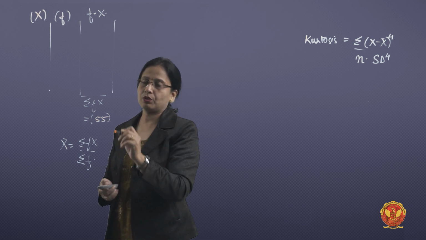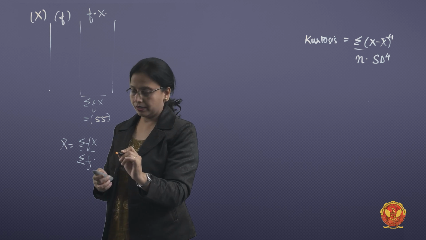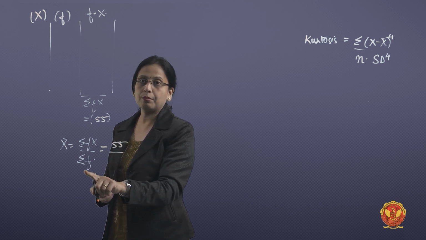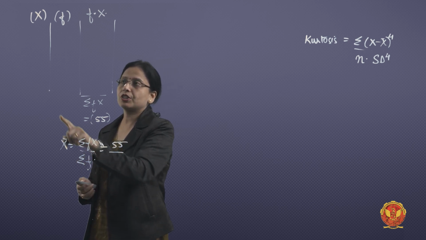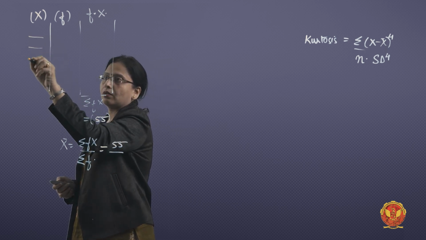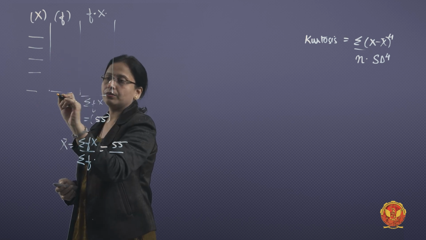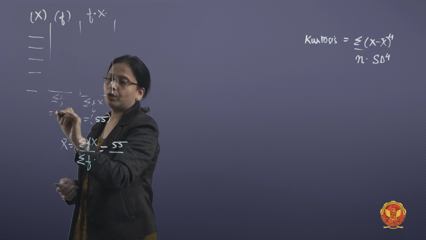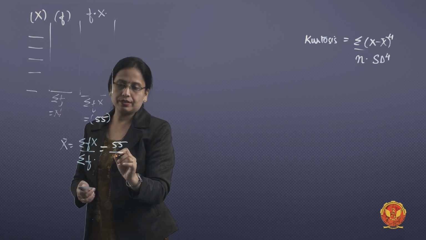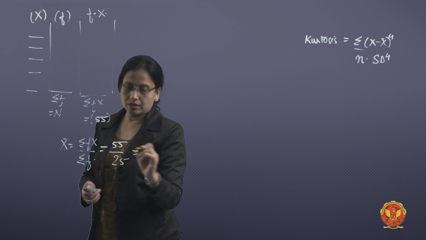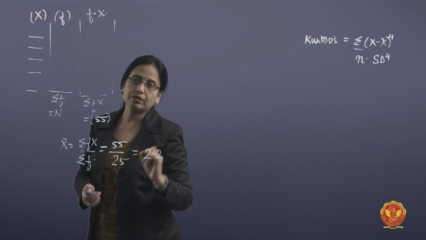When I get 55, I put it in the formula, 55 divided by the number of observations. Do not count that there are 5 observations. No, add these values. The number of observations is always the summation of frequency, so it is coming 25. So what is the mean? The mean is 2.2.